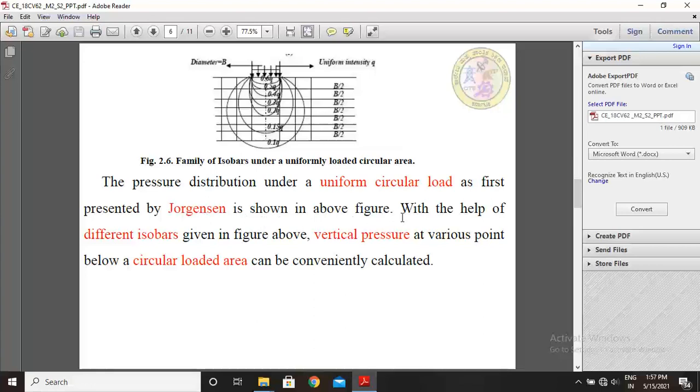With the help of different isobars, these are the isobar lines. With the help of different isobars given in the figure above, vertical pressure at various points below a circular loaded area can be conveniently calculated. So we are calculating vertical stress with diameter b at a depth b by 2. This is b by 2 depth, means we are increasing the depth. We are calculating isobar concepts from these diagrams.